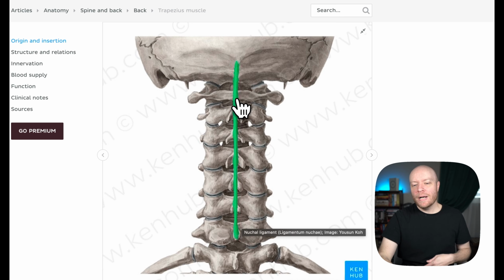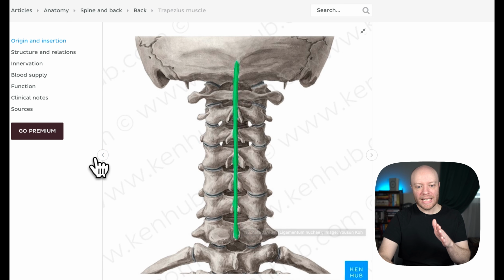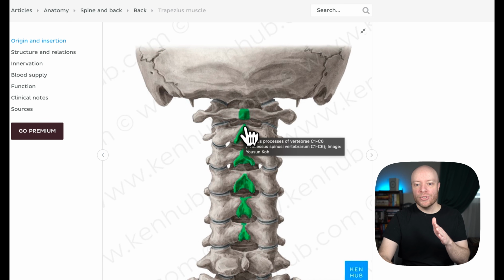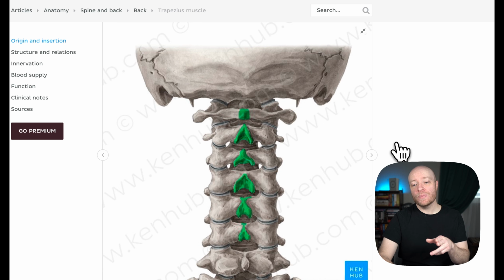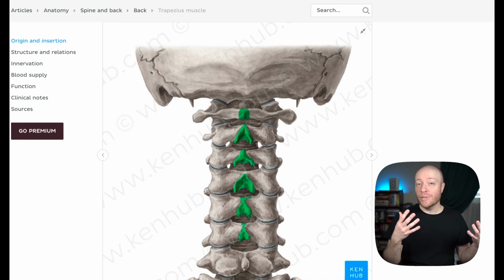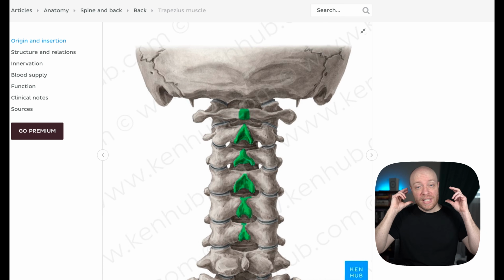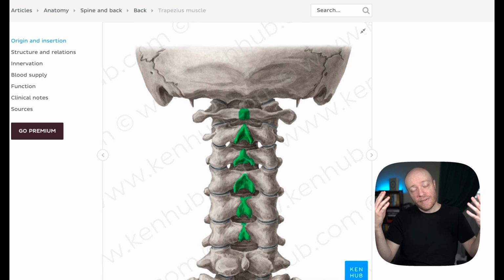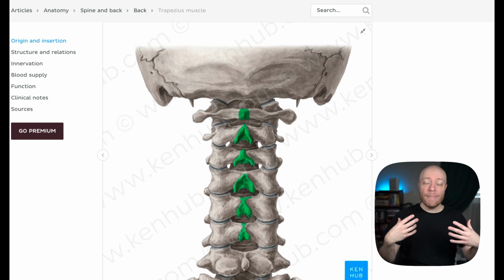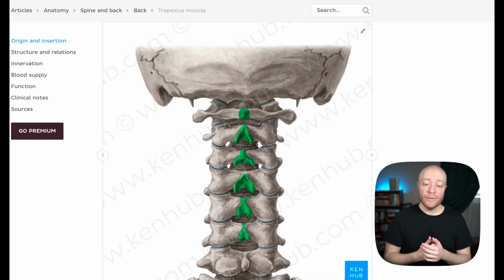Now, since we're here, let's talk about the nuchal ligament, because it's also going to attach to the spinous processes of these bones here. These bones are the cervical vertebrae. A vertebra is simply a backbone, and we divide it based on its region. If it's in the neck, we call that the cervical vertebrae. If it's in the chest, we call those the thoracic. And if it's in the low back or the abdomen, we call those the lumbar vertebrae.